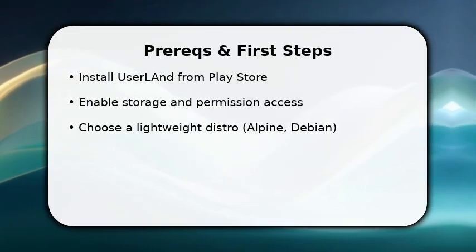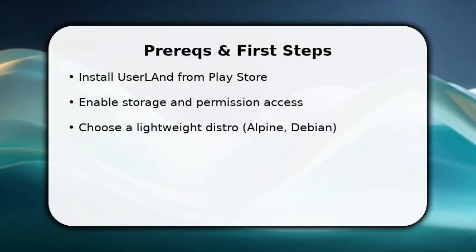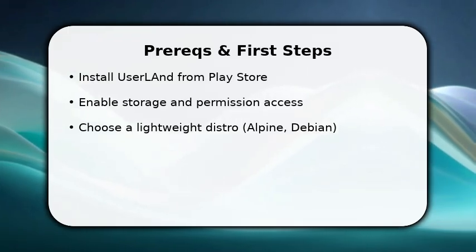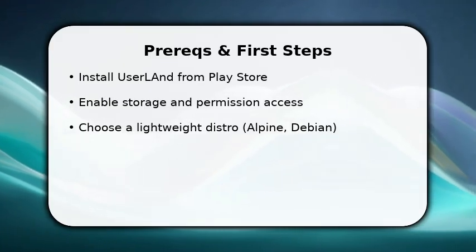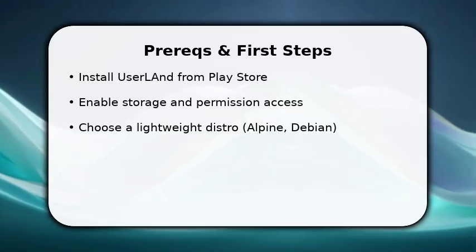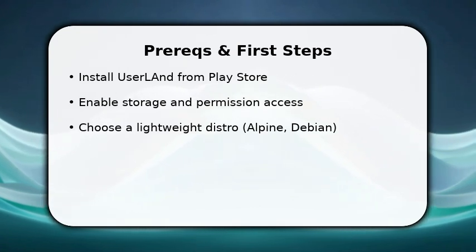Install Userland and grant storage, network, and overlay permissions. Once done, open the app and pick a lightweight distro like Alpine or Debian to reduce initial download and RAM use. You will be prompted to set a username, password, and VNC or SSH preference. Enter secure credentials now so the session can initialize without interruption.